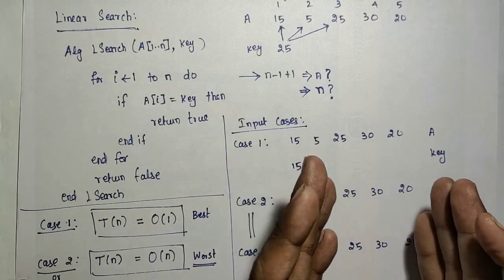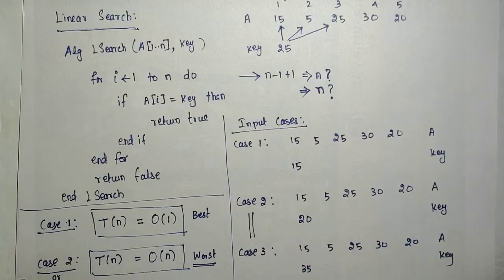So the element is present in between the list. That will be considered the average case complexity. If you want to analyze the average case complexity, we cannot say it is O of 2, O of 3, O of 4, like that, because it depends on the size. If the input size is 100 or 1000, it may be 500, 200, 300, like that. So we cannot say that this is the average case complexity.